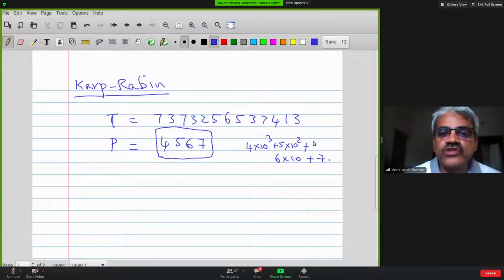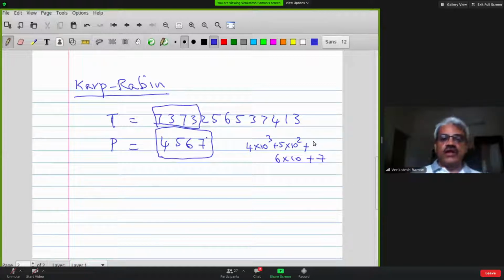So 4,567. This is like a one-time computation for the pattern. And compute this number for the first 4 digits of the text again, and just check whether these two numbers are equal. If they are equal, the pattern matches that text with that alignment. And if not, the pattern does not.